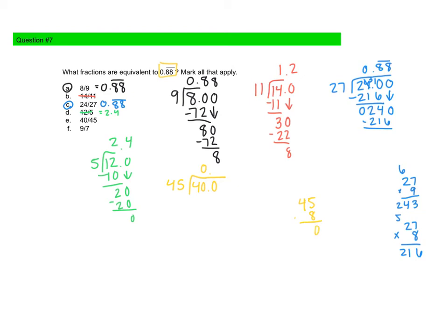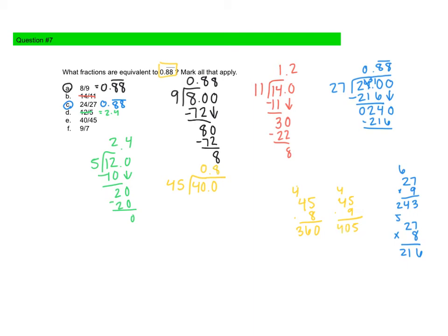8 times 5 is 40. 8 times 4 is 32, plus 4: 33, 34, 35, 36. So it's 360. Okay, so that might be the one, but let's try 9 and see if it goes over. 45 times 9: 9 times 5 is 45, 9 times 4 is 36, 37, 38, 39, 40. Yep, that goes over. So it is an 8.